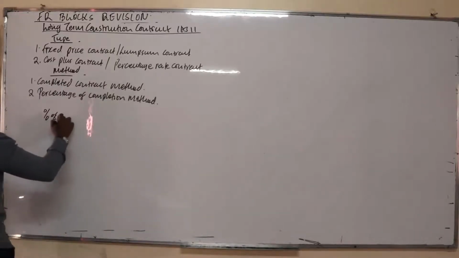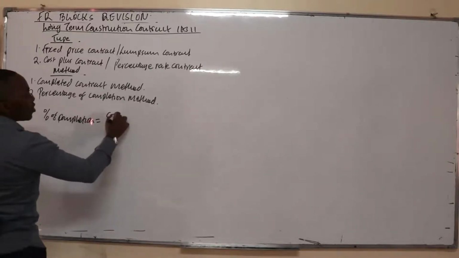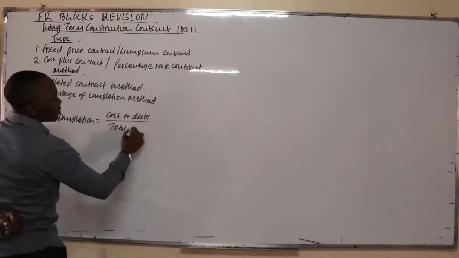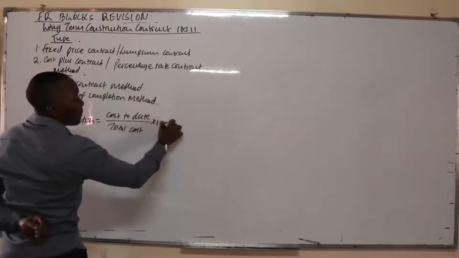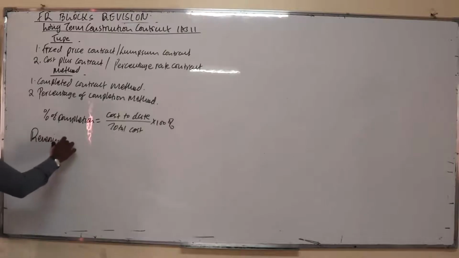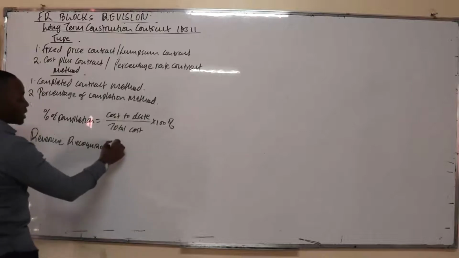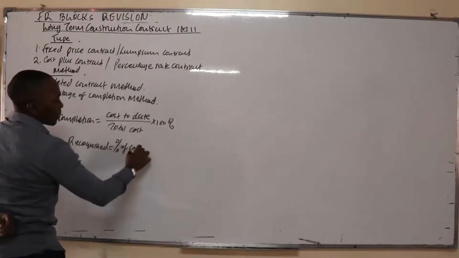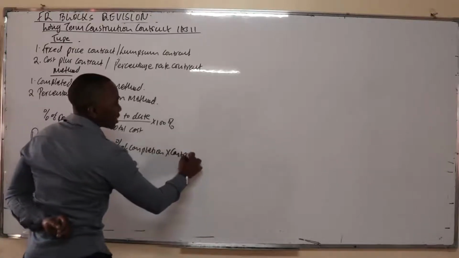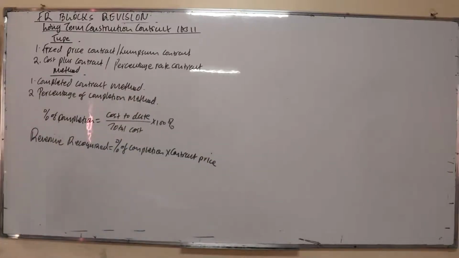The percentage of completion: you take cost to date, divide by the total cost, then multiply by 100%. And then how do you determine the amount of revenue to recognize? Revenue recognized, we said you take the percentage of completion and multiply by the contract price.